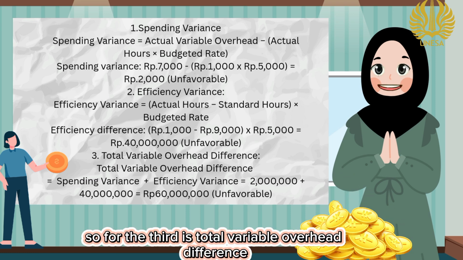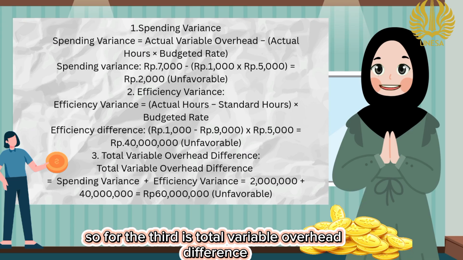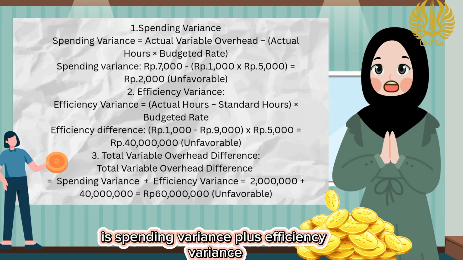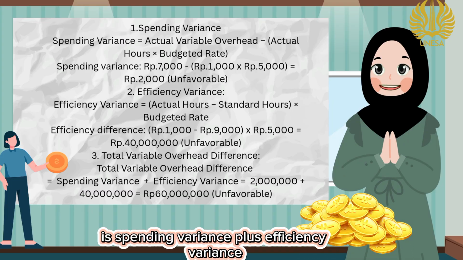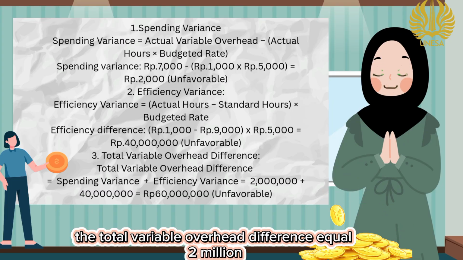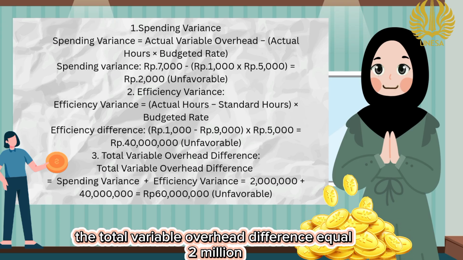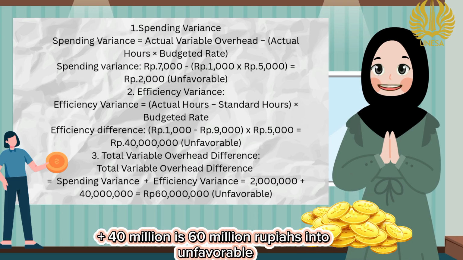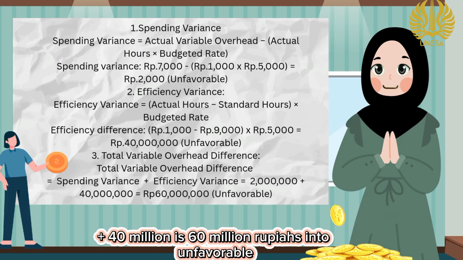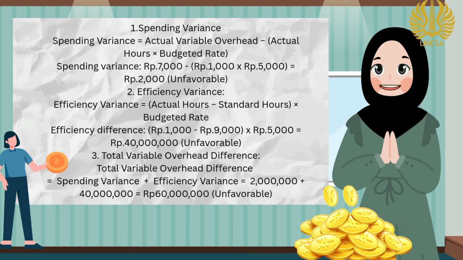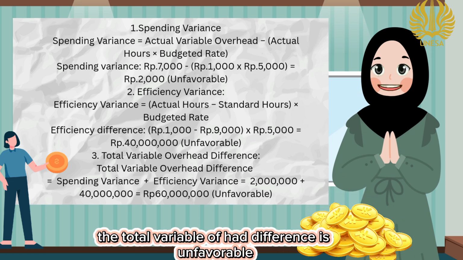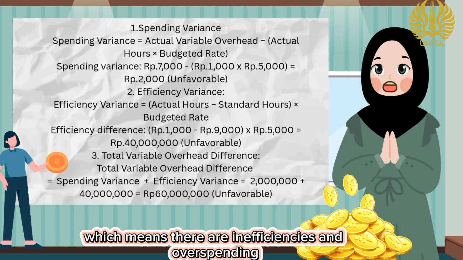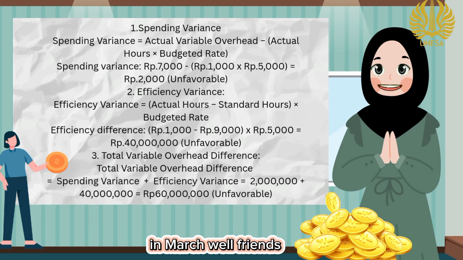The third is total variable overhead difference. The formula is spending variance plus efficiency variance. So the total variable overhead difference equals 2 million plus 5 million, which is 7 million rupiah, unfavorable. For the analysis, the total variable overhead difference is unfavorable, or a loss, which means there are inefficiencies and overspending in March.